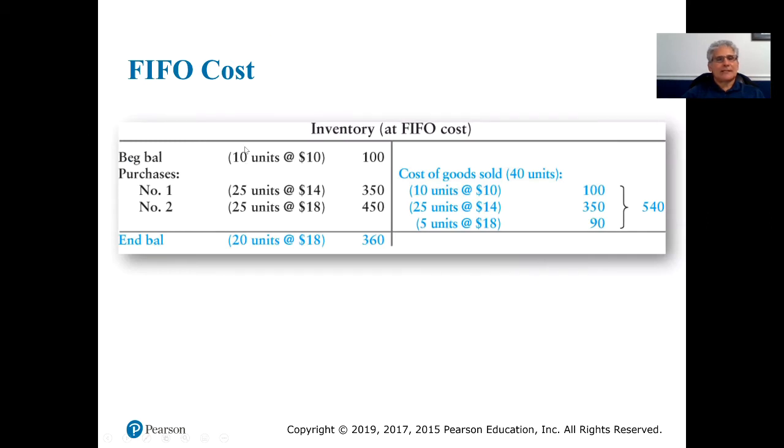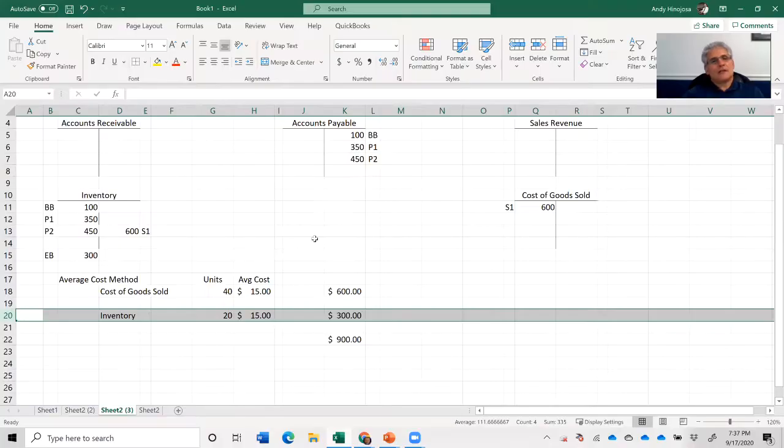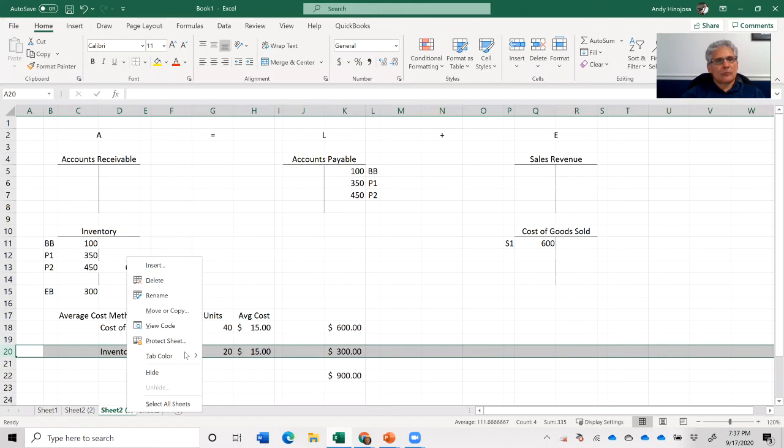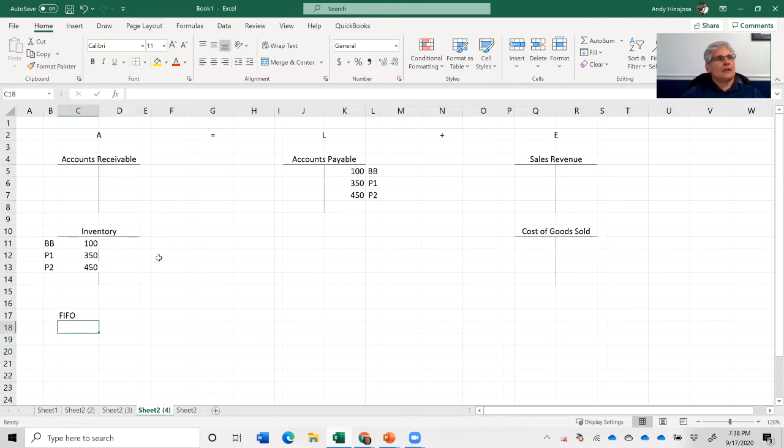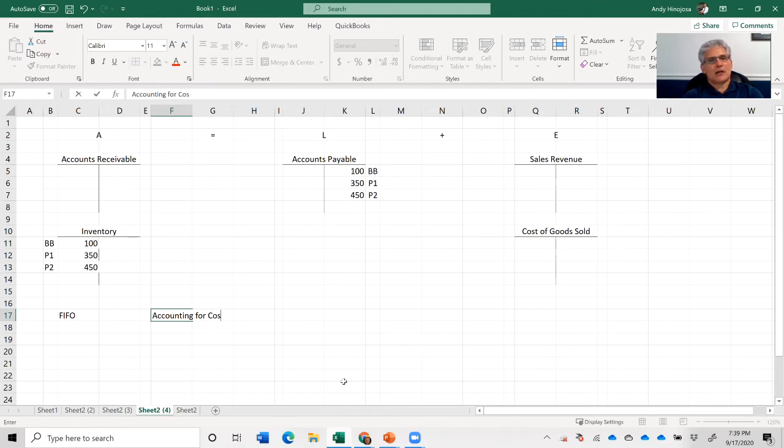Well, we have the same 60 units that we purchased, 10 plus 25 plus 25. The same $900 that were costed out. The only thing we really know at this point in time is that we've sold 40 units. So let's go ahead and take a look at what that's going to look like. So if we assume the first in is the first out, accounting for the cost of goods sold, the FIFO method says whatever was the first in is the first out.